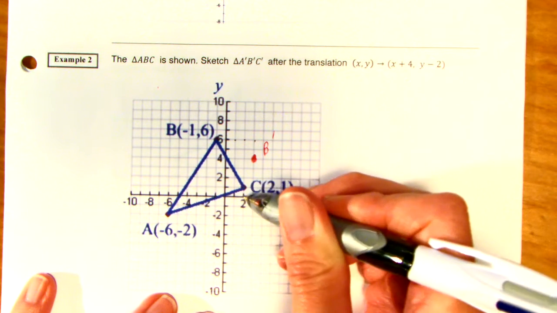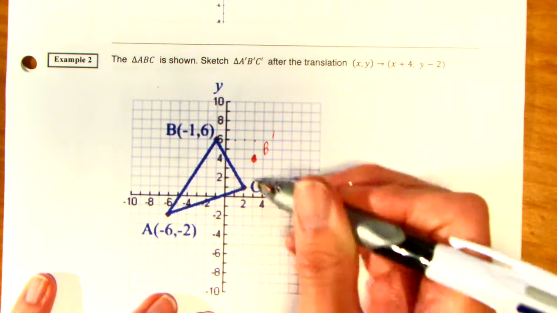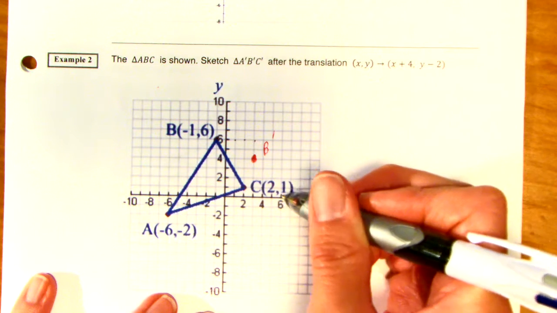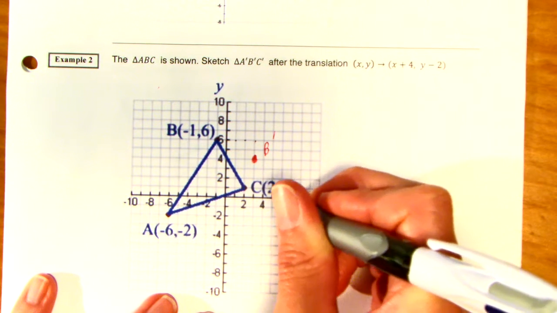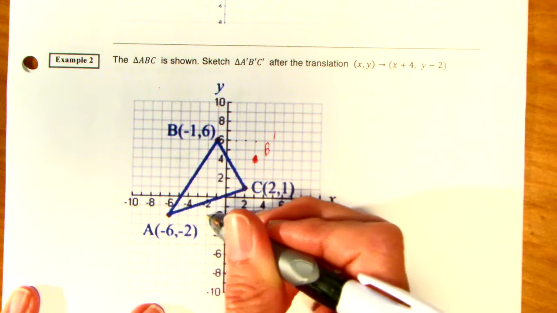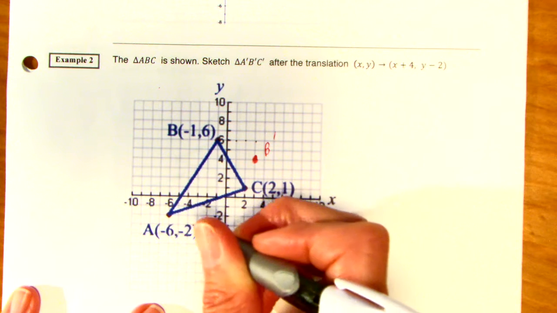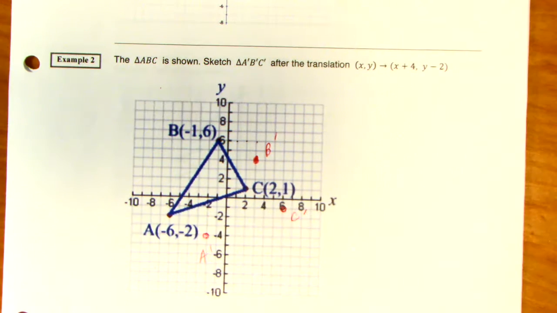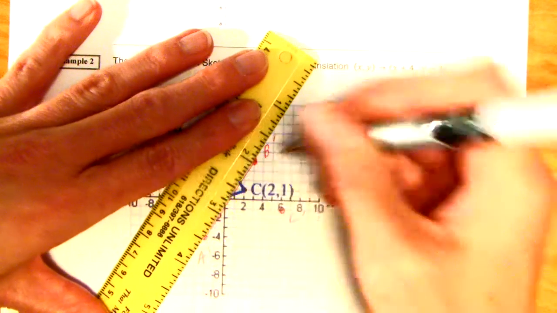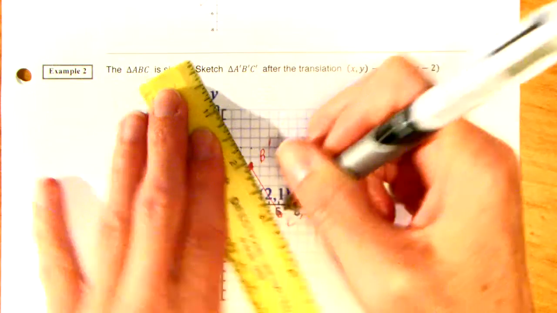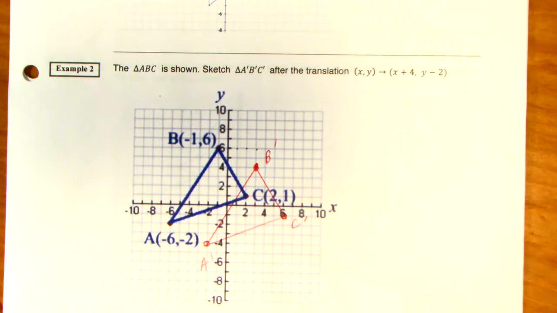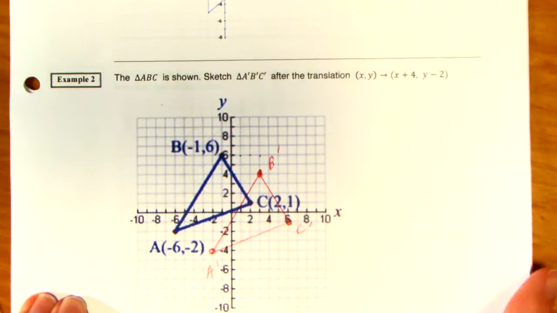Okay, here, down 4. Oops, I'm sorry, to the right 4. 1, 2, 3, 4, down 2. And then to the right 4, 1, 2, 3, 4, down 2. Grab your straight edge and connect. Notice I labeled them A prime, B prime, C prime, showing the translated image. There we go. Pretty simple, huh? These will be congruent. All right, next page.